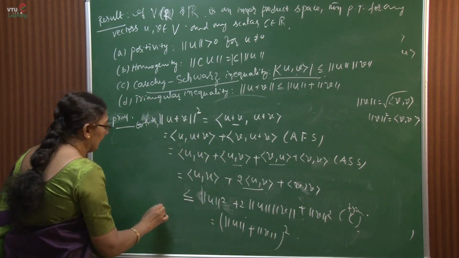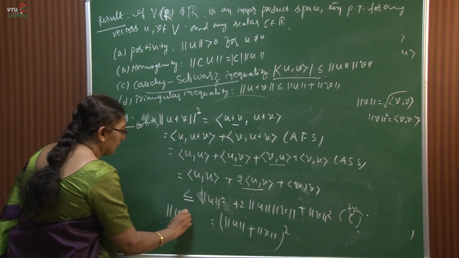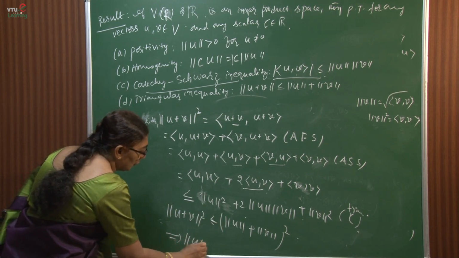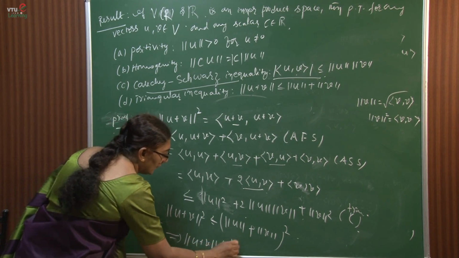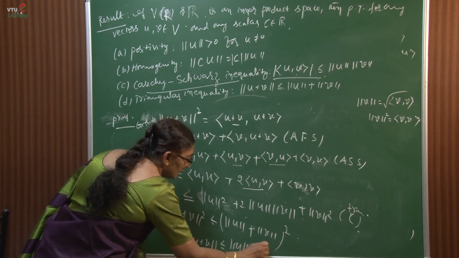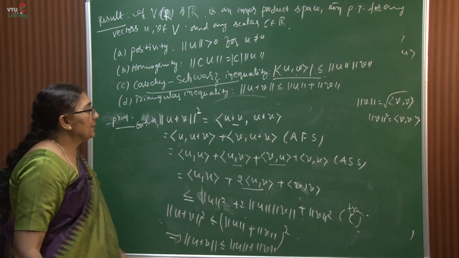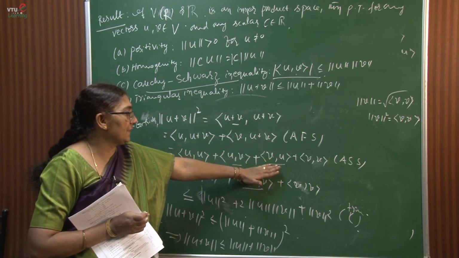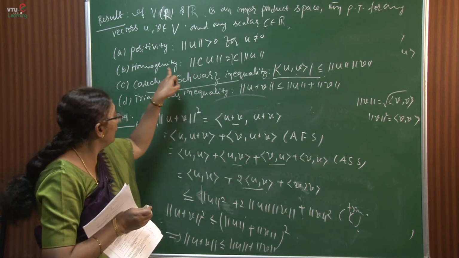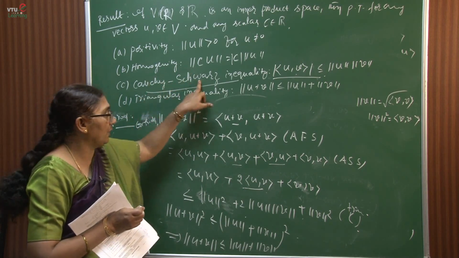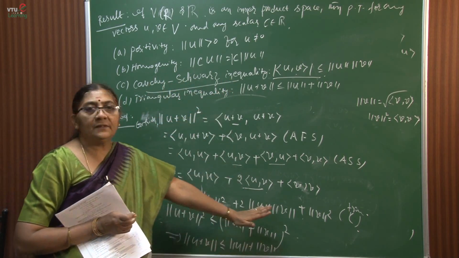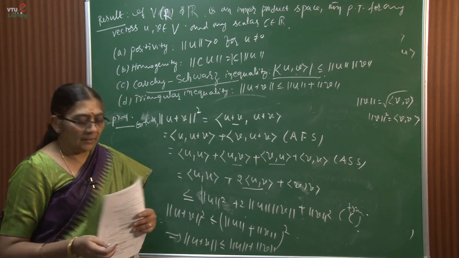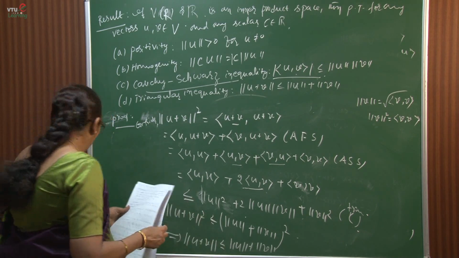What is the left hand side I took? Norm of u plus v whole square is less than or equal to this. That implies norm of u plus v is less than or equal to norm of u plus norm of v. This is called the triangular inequality. It's very easy: apply additivity in the first slot and second slot, simplify, use the Cauchy-Schwarz inequality and the formula for a plus b whole square, and automatically we get the triangular inequality. I think it's clear. Move to next.